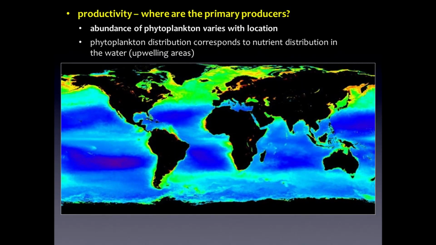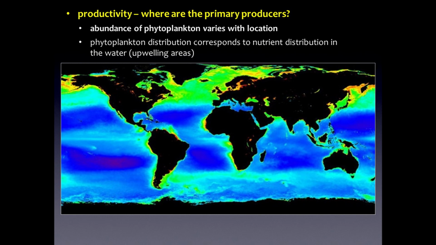The abundance of these phytoplankton are going to vary with locations. You're going to see that some phytoplankton are dominant in other locations. For example, we find more diatoms in cooler water. Basically, phytoplankton distribution is going to correspond to nutrient distribution in the water. So remember, nutrients are important in terms of primary productivity, and the phytoplankton are your primary producers.